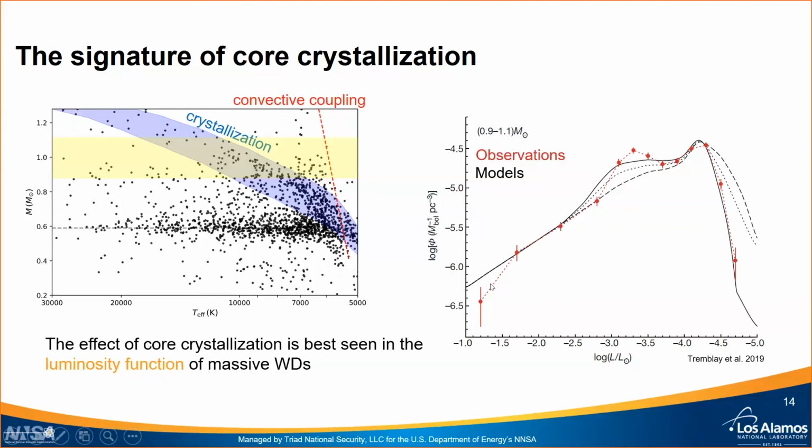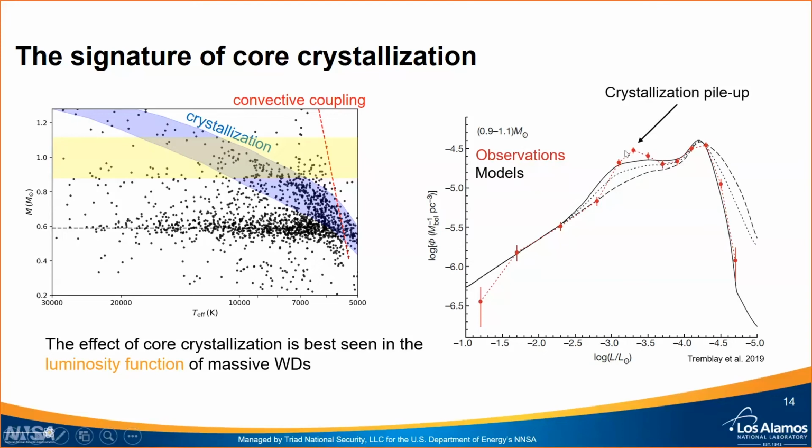So in red, we see the observations from Gaia. Here on the left, we are talking about very hot and luminous white dwarfs, those stars in the left corner of the mass temperature plot. And at very low luminosities, we're talking about the very cool ones at the right-hand side of the plot. The interesting feature is this bump that we see here, and this corresponds to our crystallization sequence.